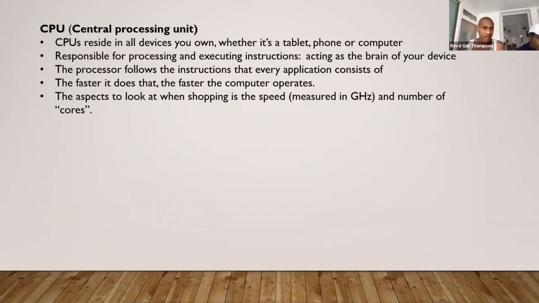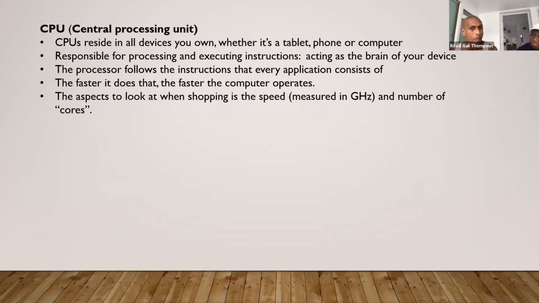Okay, so we need to think also about the CPU, which is the central processing unit. So this is the main chip that's on the motherboard, and pretty much every device has a CPU, whether it's a tablet, a phone, a laptop. They've all got the main processing unit on the motherboard, which is responsible for processing and executing all of the instructions that are sent from the application. So the faster this particular chip is capable of going, the faster the whole machine is going to run. And this is generally measured in a unit known as gigahertz.